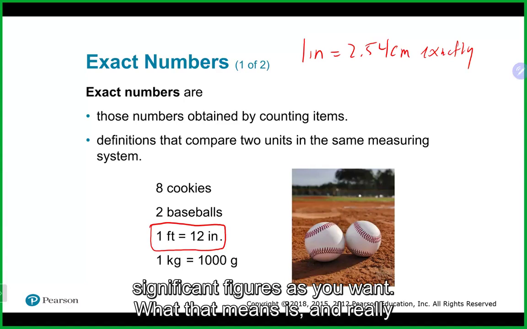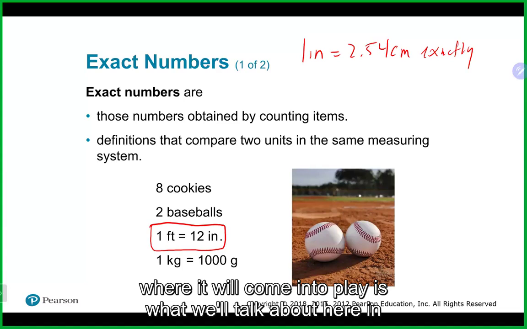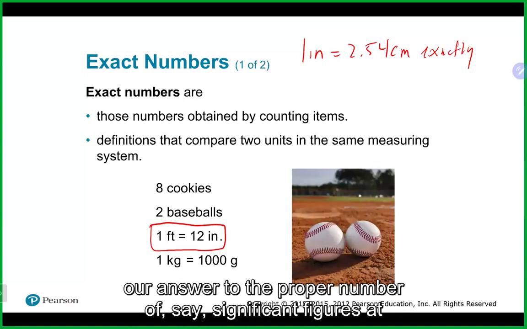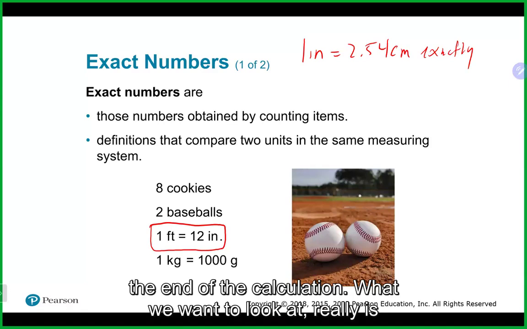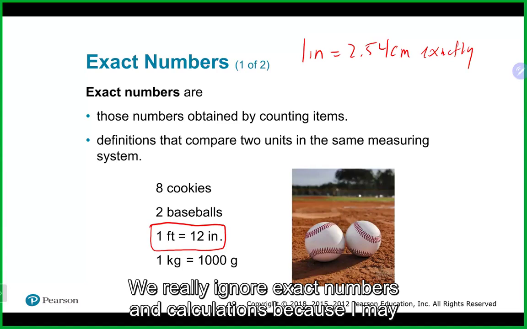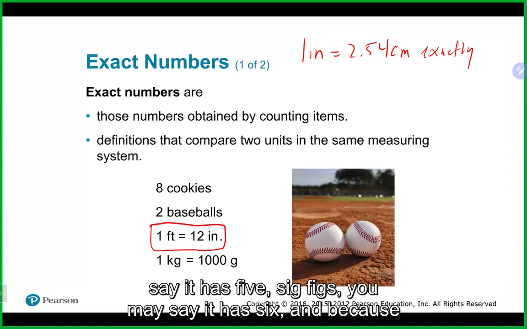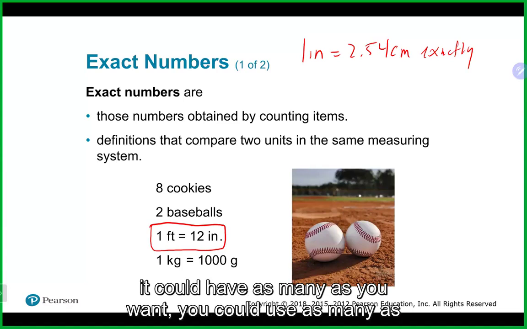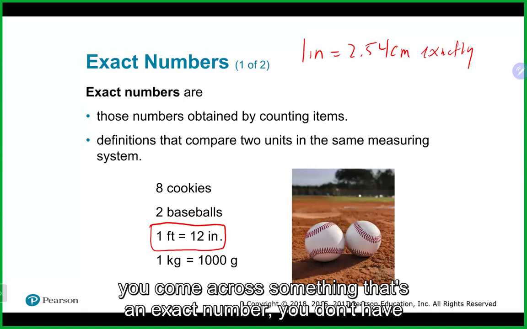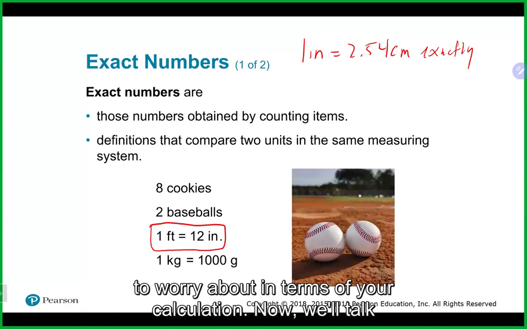What that means is, and really where it will come into play is what we'll talk about here in just a bit. When we're doing calculations and we want to give our answer to the proper number of significant figures at the end of the calculation, what we want to look at really is measured numbers, things that have proper significant figures. We really ignore exact numbers in calculations because I may say it has 5 sig figs, you may say it has 6, and because it could have as many as you want, you could use as many as you want. So to take that out of calculations, when you come across something that's an exact number, you don't have to worry about it in terms of your calculation.